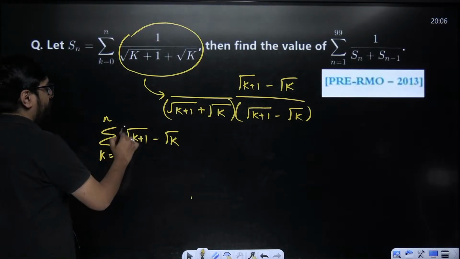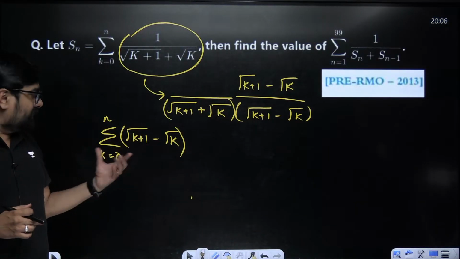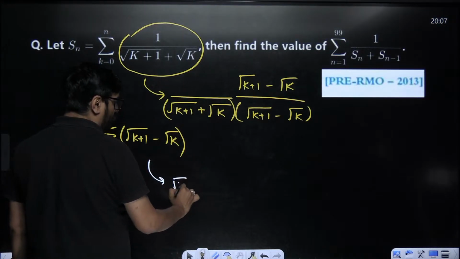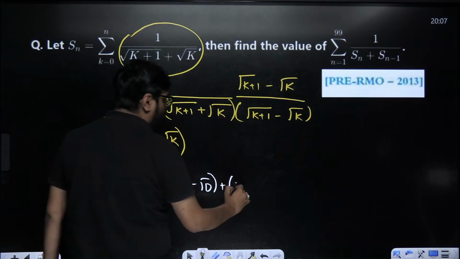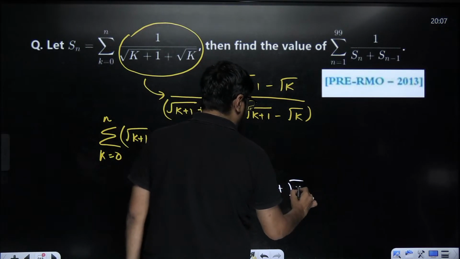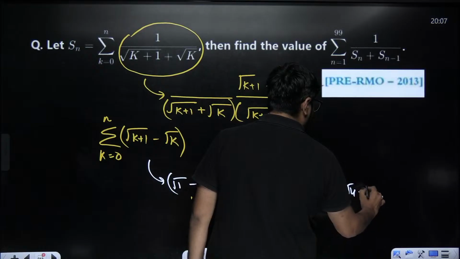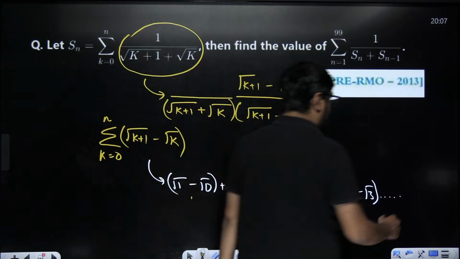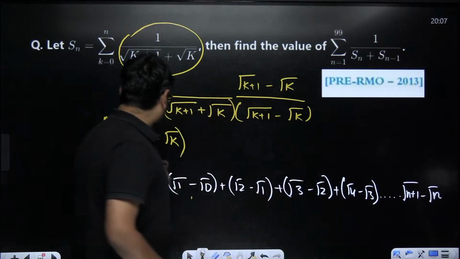Now telescoping can happen. Now we can hope for the terms being cancelled. So how? If we open this again, what is this? Put k equal to 0, so we'll have square root 1 minus square root 0, plus, put k equal to 1, so square root 2 minus square root 1, plus, put k equal to 2, so square root of 3 minus square root 2, k equal to 3, square root of 4 minus square root of 3, till n. So square root of n plus 1 minus square root n. K is iterating from 0 to n.